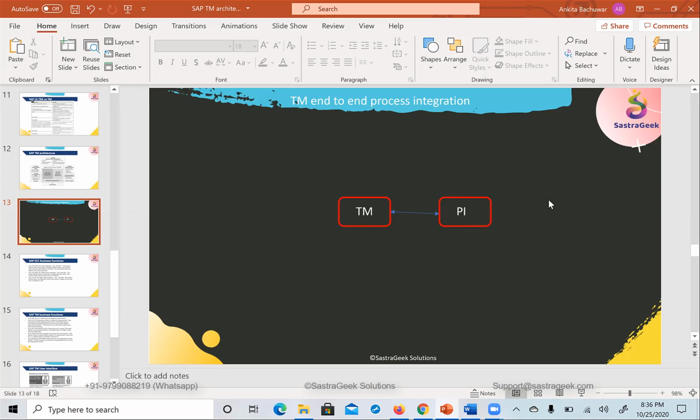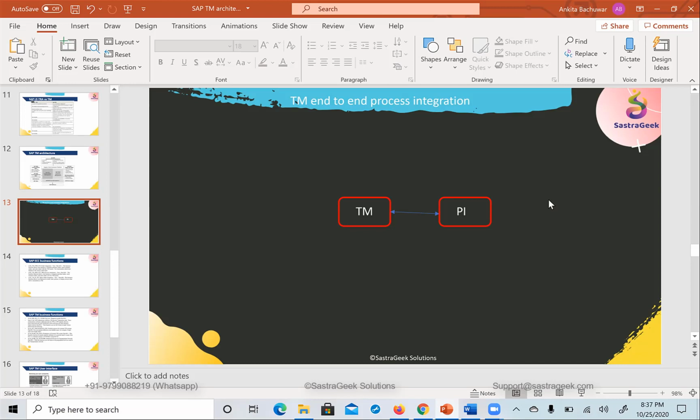So PI, though both are in the same infrastructure, meaning typically PI is used for external communication where you are talking to third-party companies. But even within the same organization, same landscape, you still go through PI, correct? So ERP talking to TM is only via PI. Is that statement correct? Yes, that is correct. That's when we are talking about standalone TM.